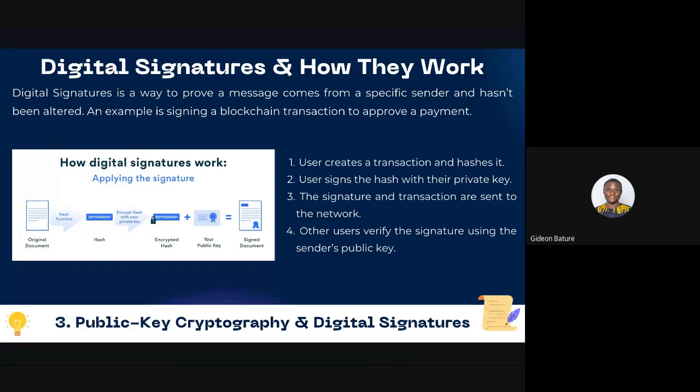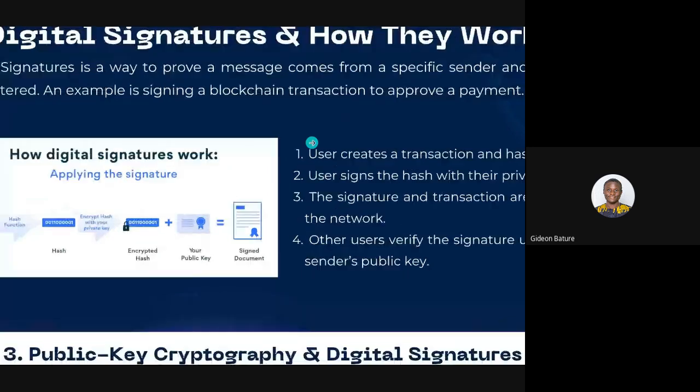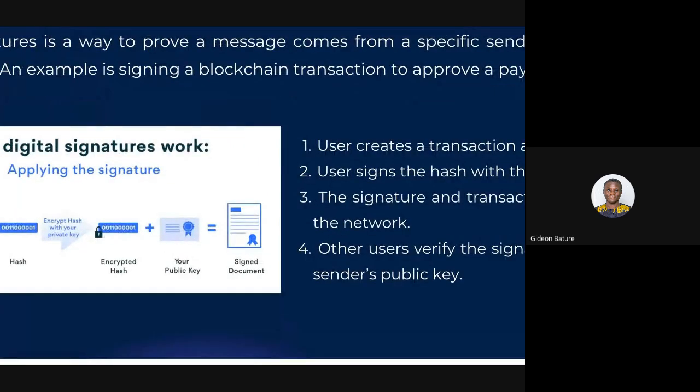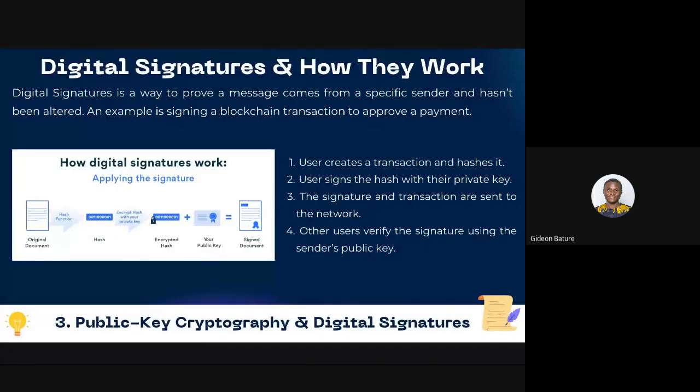So we hash it. I hope this screen is big enough. Let me see. Okay, sorry. I don't think I can make it bigger than what it is already. Okay, I can. Okay, let's just manage.